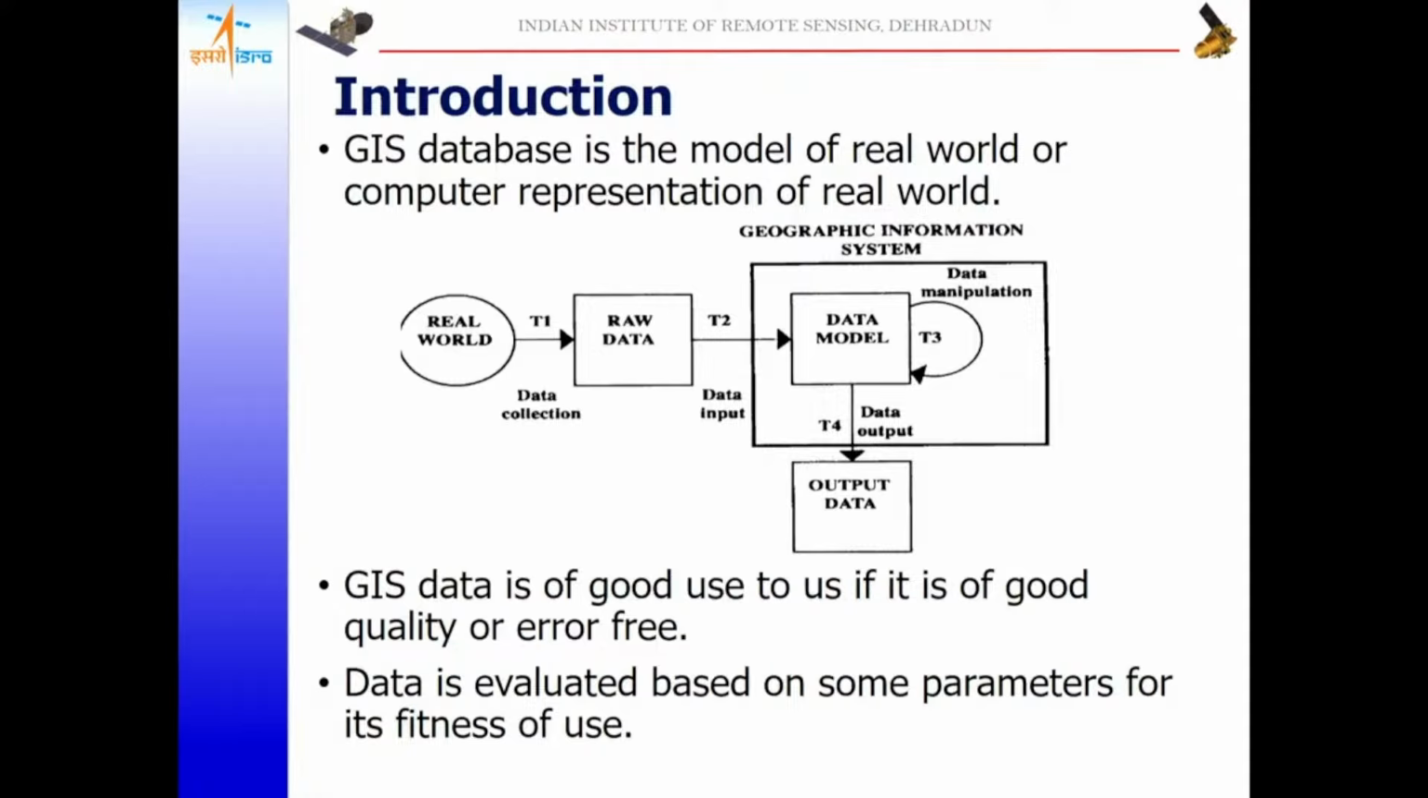So in GIS, it is basically a model. A real world database is basically a model of the real world, or a computer representation of the real world. In the real world, whatever problems are there, we formulate these problems, and then we do data collection. We go for a GPS survey, we get data from satellite imagery, photogrammetry, and any other sources; some old maps can also be used. From that we do the data collection.